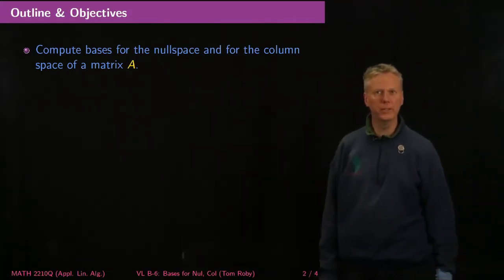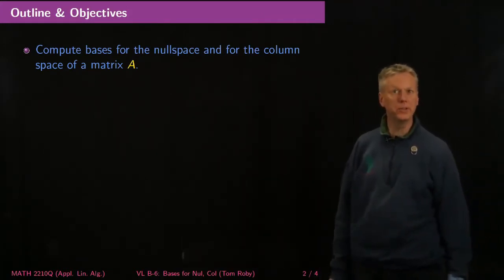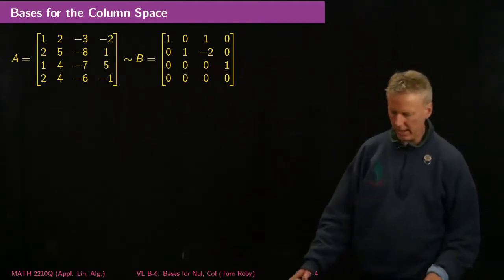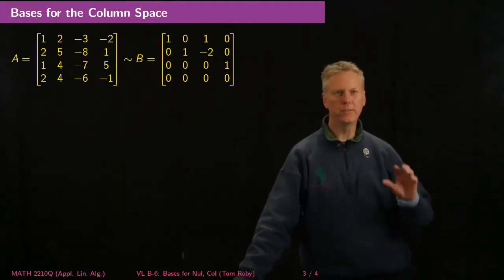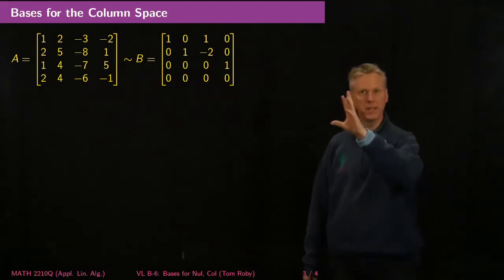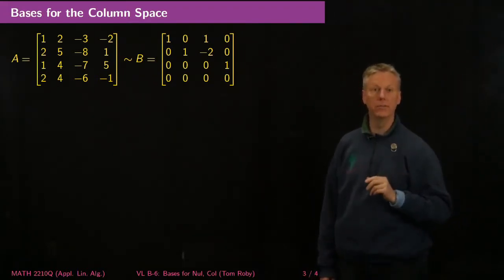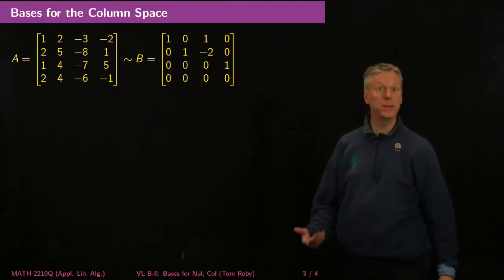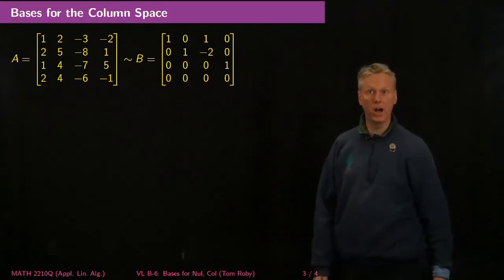So all we're planning to do is to compute bases for the null space and the column space of a matrix A. And let's start with an example. So we know that the column space, we have two ways of thinking about the column space. One is it's the set of images of the matrix viewed as a linear transformation, and the other is just as being the span of its columns.